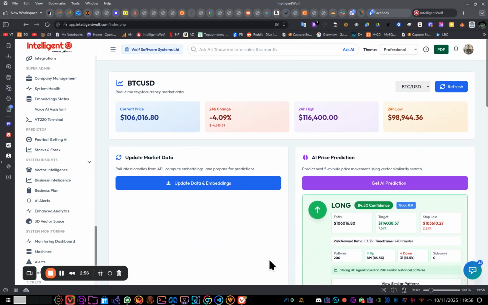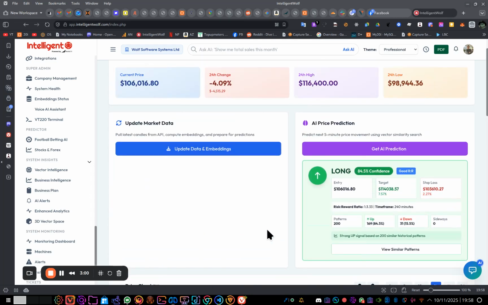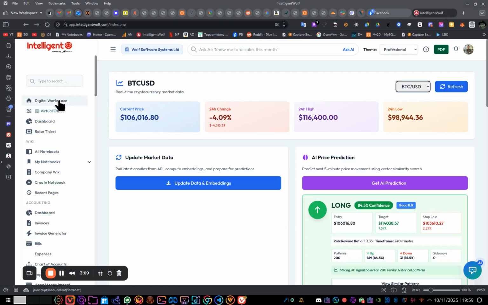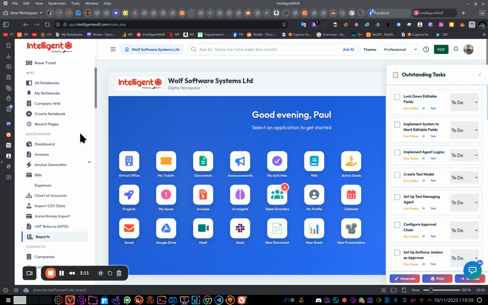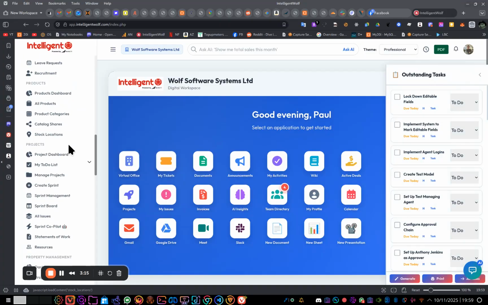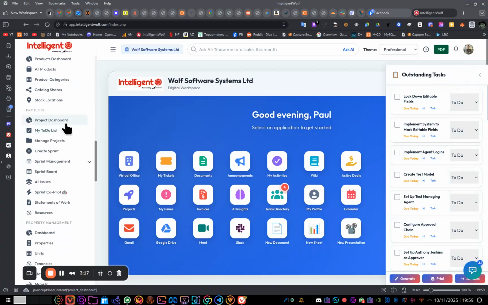We are going to look for more trade pairs and start downloading the data for them. Obviously, we do have a lot of data. This isn't just what IntelligentWolf does. IntelligentWolf can power just about anything. We have our whole system running on IntelligentWolf. So, for instance, we've got projects, we've got our accounts in here, and we can customize this to suit your business. Rather than your business being customized to suit your software, we customize this to suit your business. So we can build anything you like.